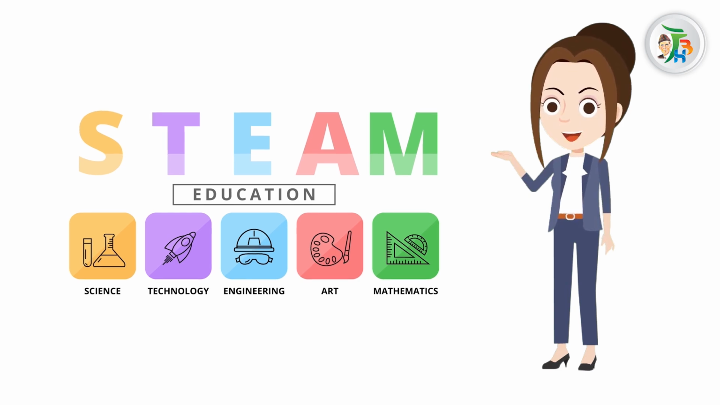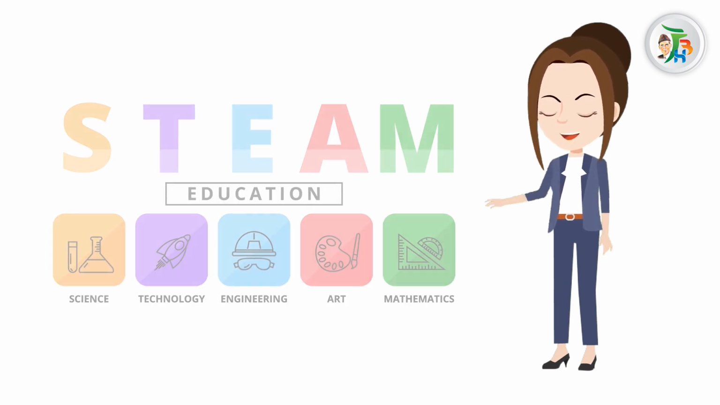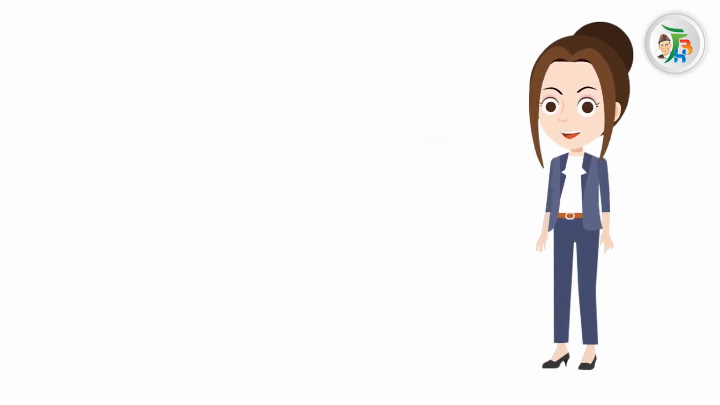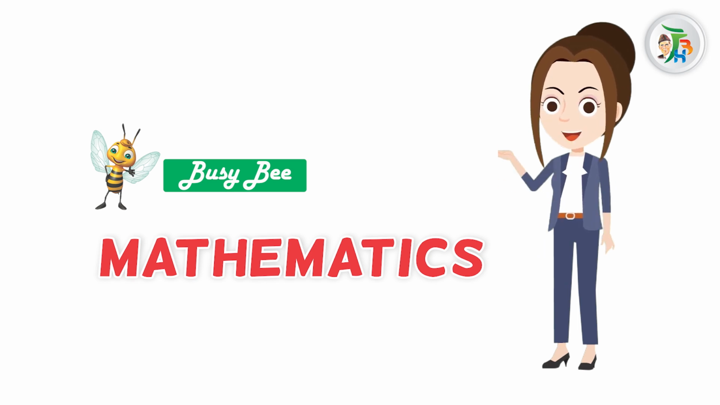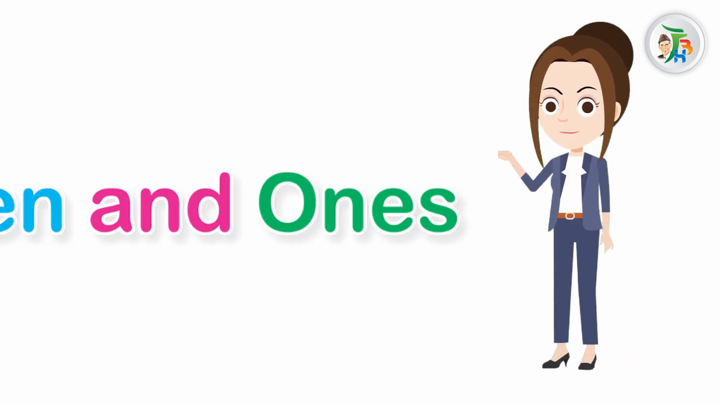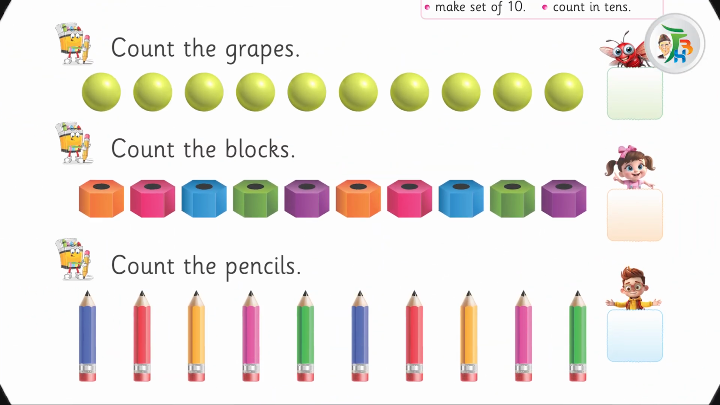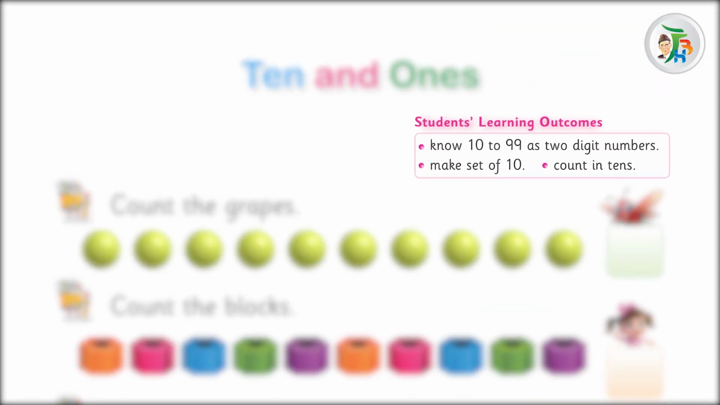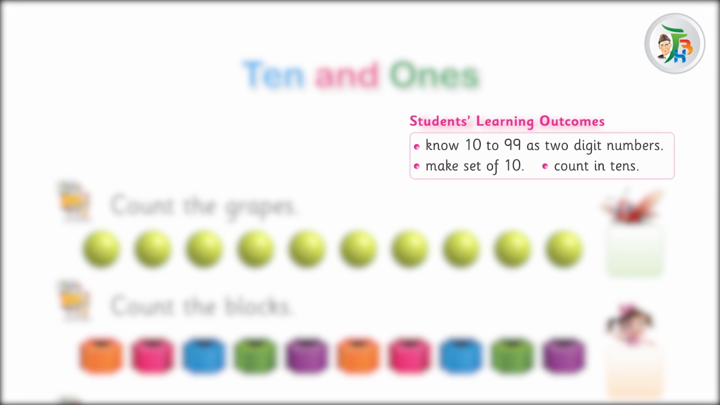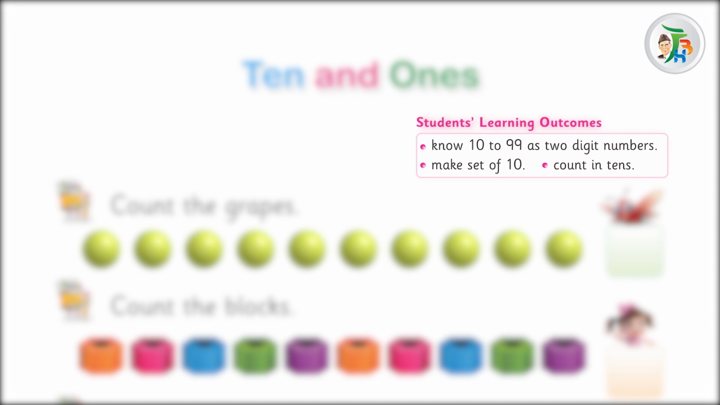Welcome to STEAM Education. Dear teachers and students, we are reading BZB Mathematics Prep class, and in this video we are going to learn about tens and ones. Student learning outcomes: 10 to 99 as two-digit numbers. Make a set of 10. Count in tens.